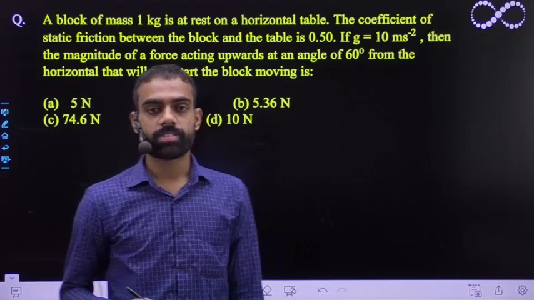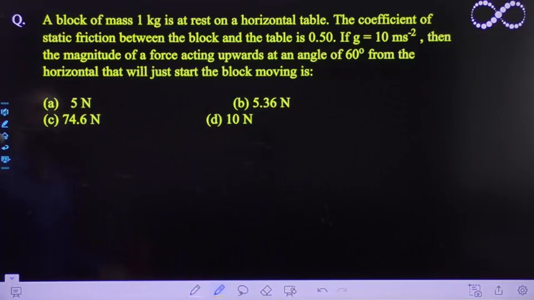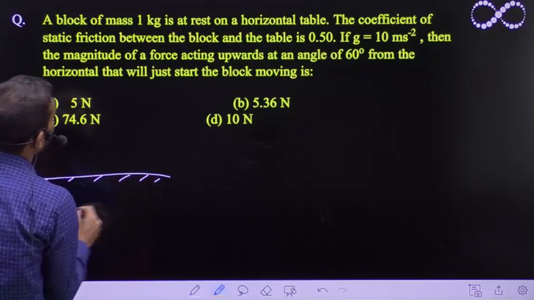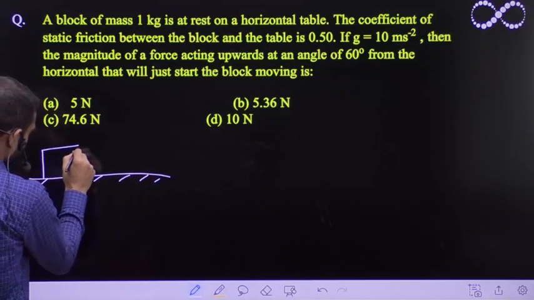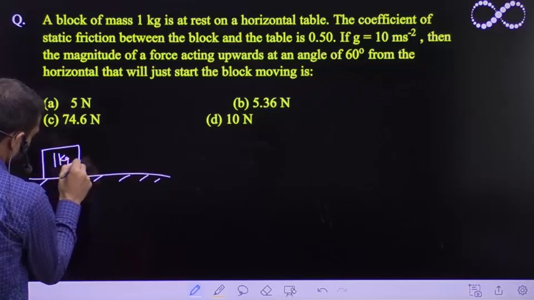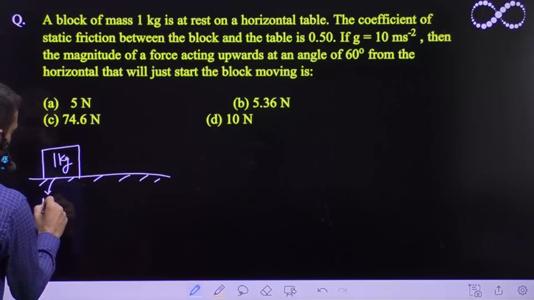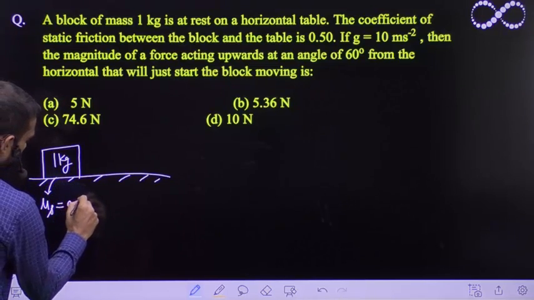Hello students, let us see this question. A block of mass 1 kg is at rest on the horizontal table. So let us make here a horizontal table, and there is a block of mass 1 kg. The coefficient of static friction between the block and the table is 0.5. So mu s is given 0.5.